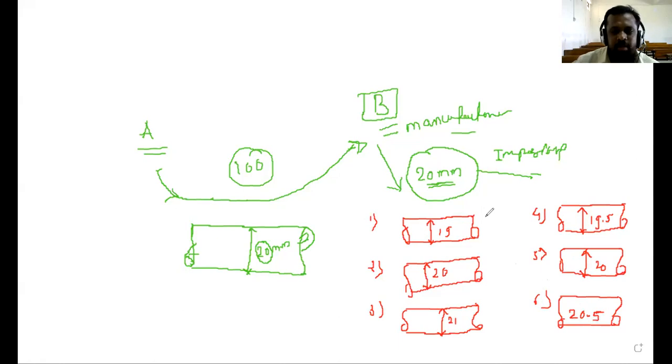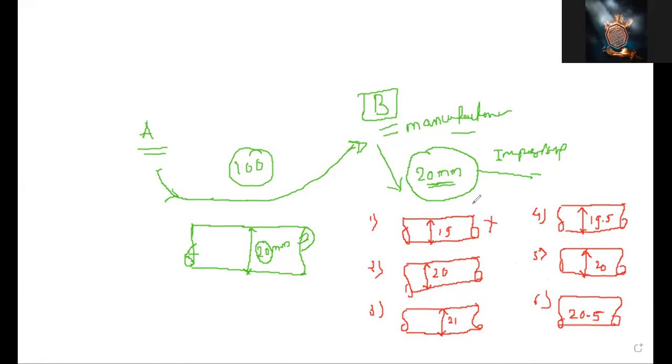Whether that first shaft he will accept? No, sir. No. Okay. No means it is rejected. Why is it rejected? Because already that person A has told B, he requires an exact 20 mm diameter shaft. Exact 20 mm. It is 20. No, it is 19. Means it is rejected.